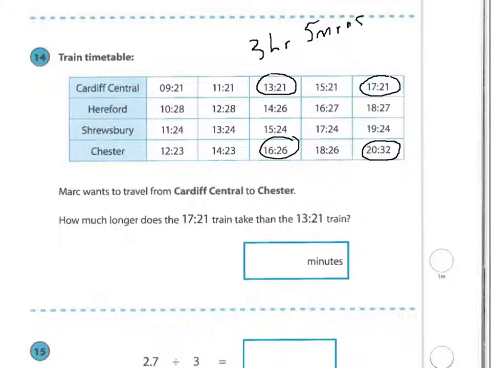Now if I look at the other train, the 17:21, the 17 to 20, if I look at the hours part, that's 3 hours. But if I look at the minutes, it's gone from 21 to 32, so that is 11 minutes. Now the difference between these two times is that the 17:21 train is actually 6 minutes longer.